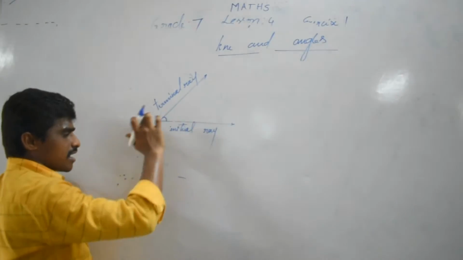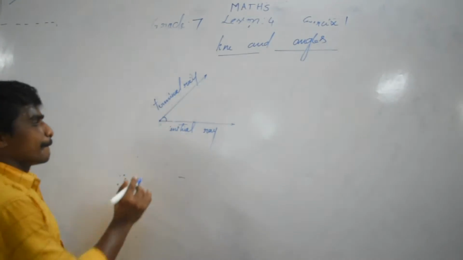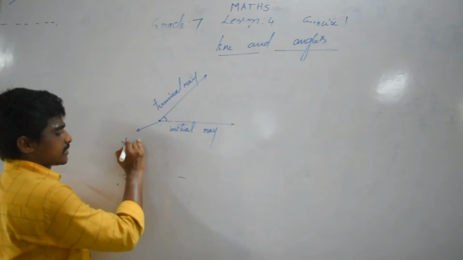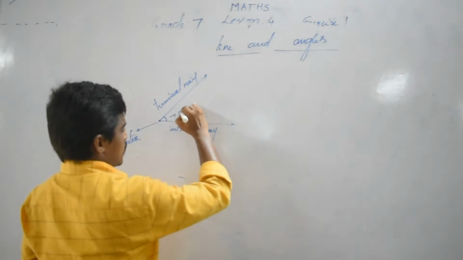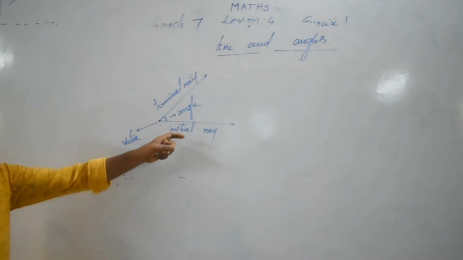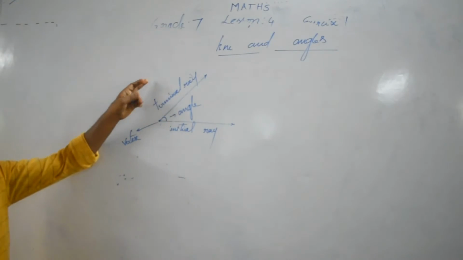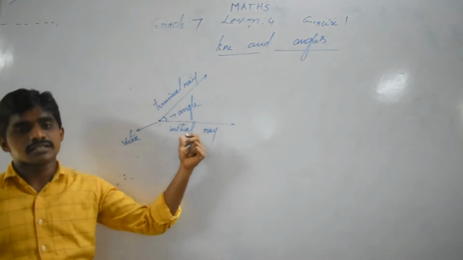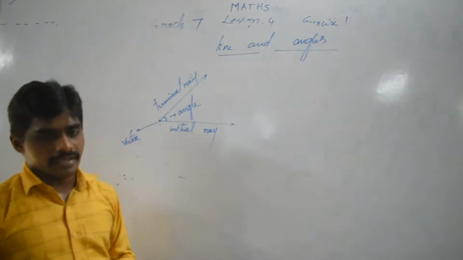This initial ray and terminal ray have a common point. That point is called the vertex. So this is an angle. Now clear? The inclined distance from the initial ray to the terminal ray is called an angle. These two rays have a common point, and that point is called the vertex.